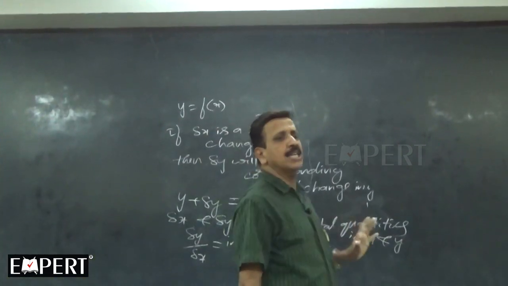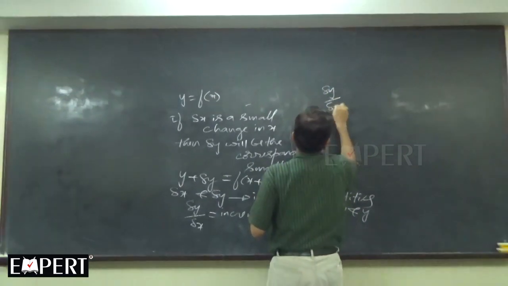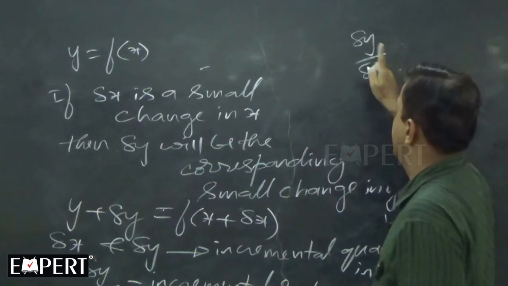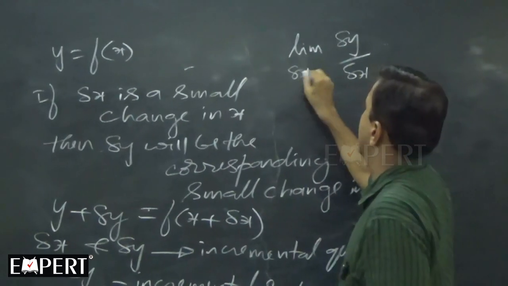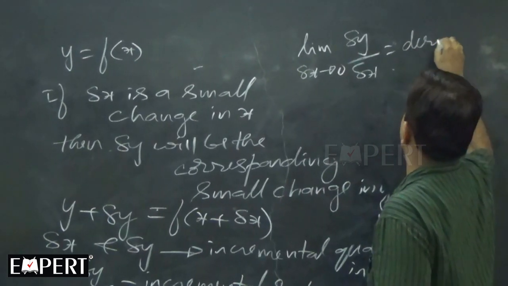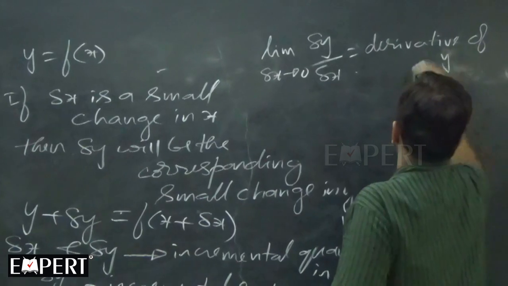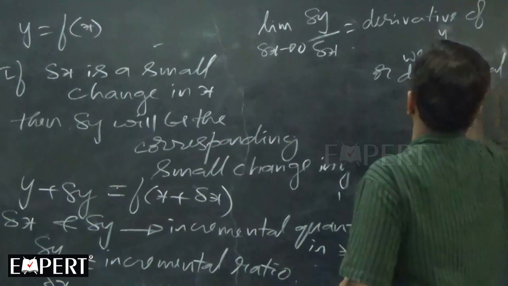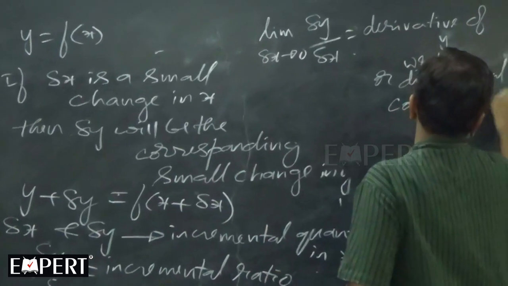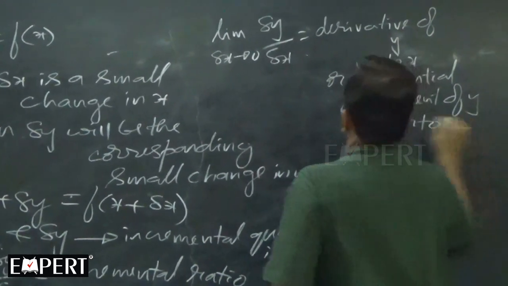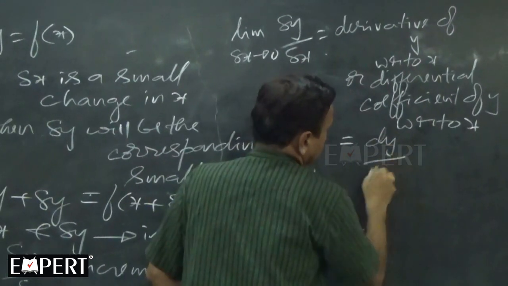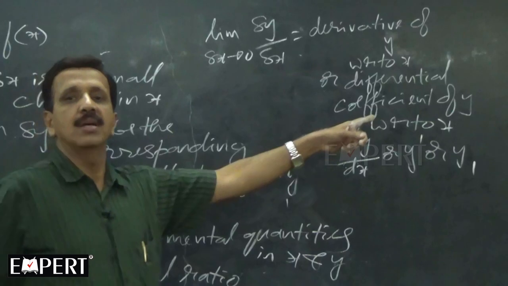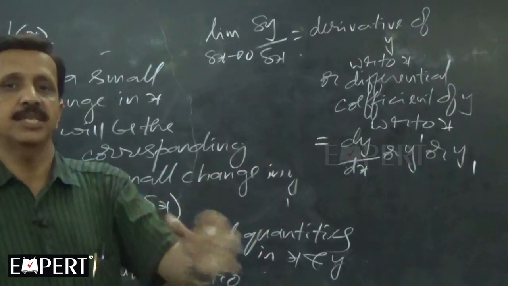But for all application purposes, this incremental ratio delta y by delta x, if you consider for infinitesimally small changes in x, in other words, the limit of delta y by delta x when delta x tends to 0, is called the derivative of y with respect to x, or the differential coefficient of y with respect to x. And this is nothing but dy by dx or y dash or y1. These are the different notations used for measure of variation, or derivative, or differential coefficient.